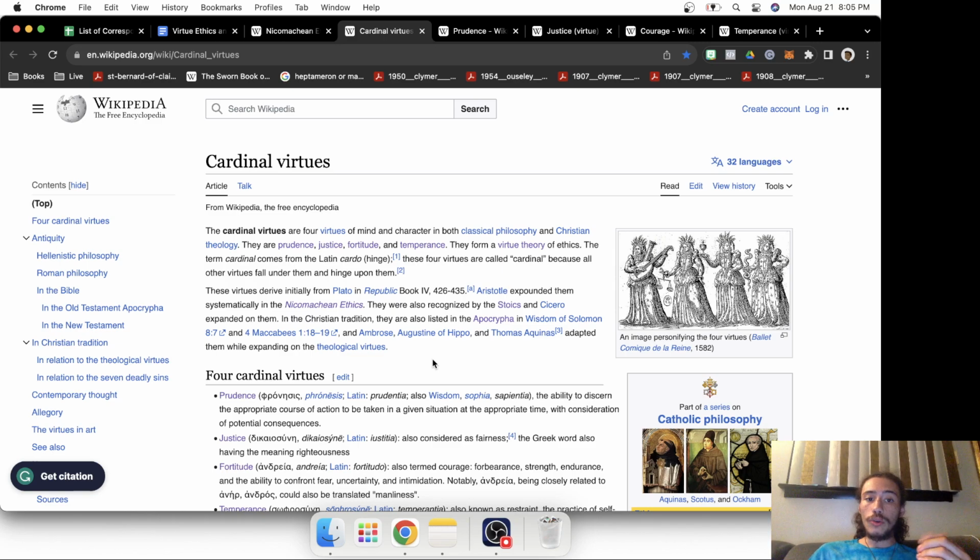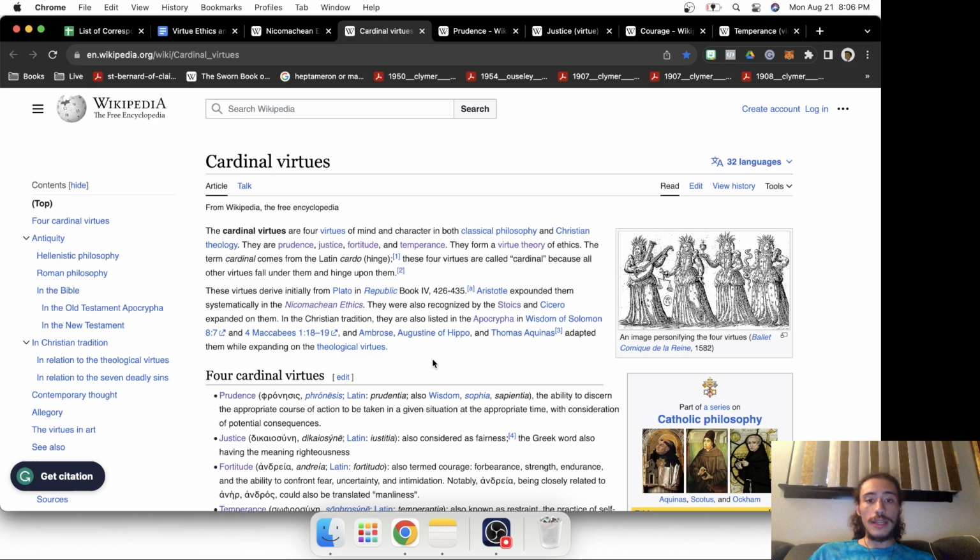The term cardinal comes from the Latin cardo, hinge. These four virtues are called cardinal because all other virtues fall under them and hinge upon them. These virtues derive initially from Plato in Republic, Book 4. Aristotle expounded upon them systematically in the Nicomachean Ethics. They were also recognized by the Stoics, and Cicero expanded on them.